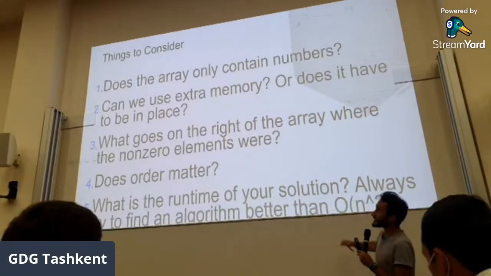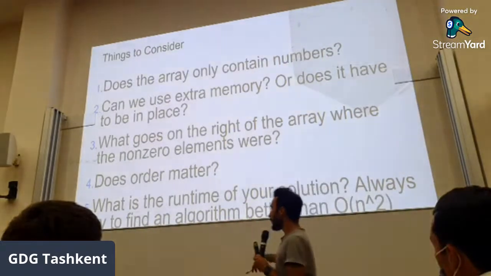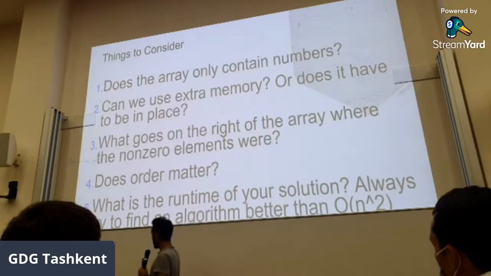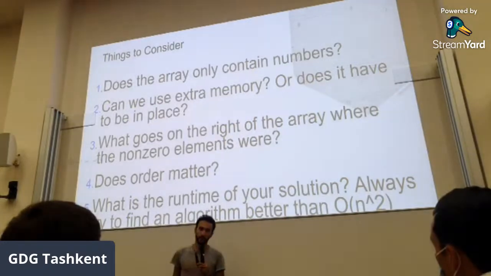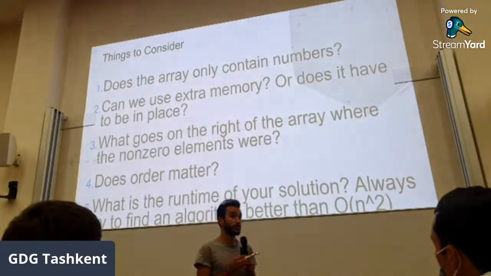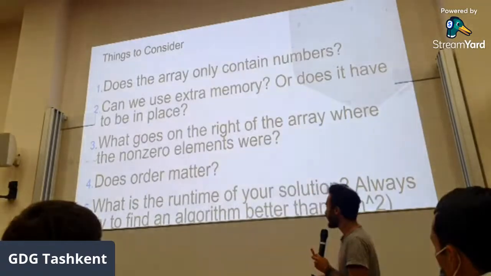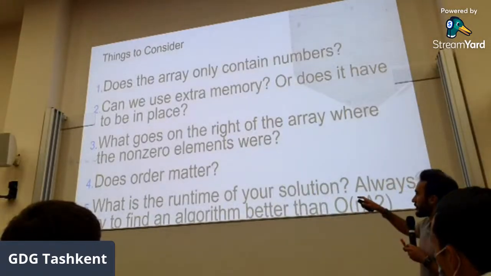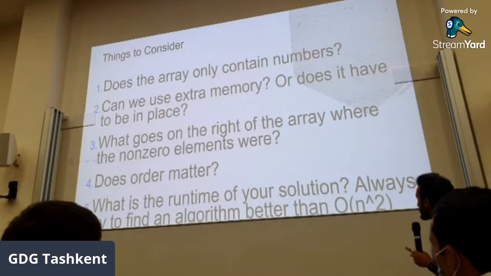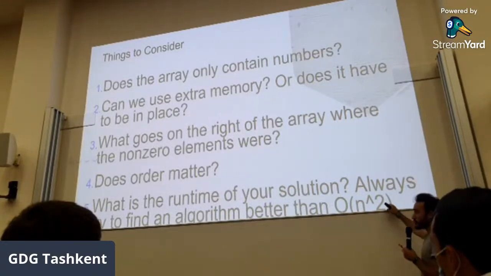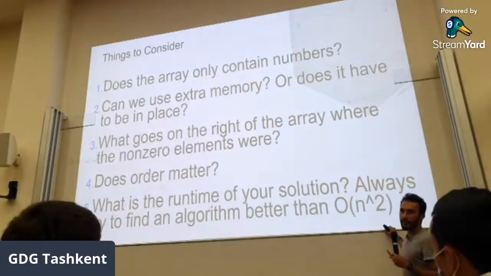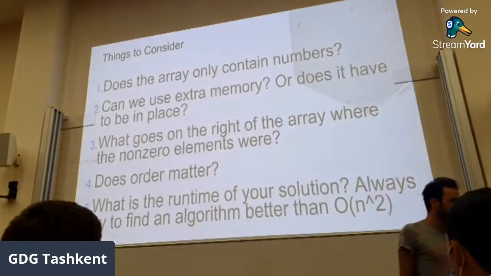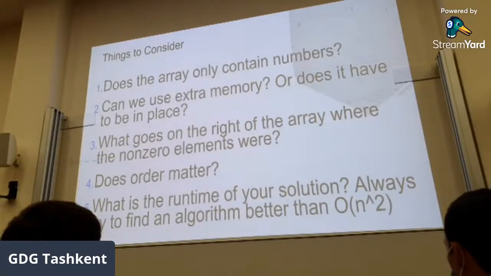So does the order matter? Do we want to keep the same order of the elements, or is it okay to change it? We will say here also it's okay to change it. We don't care. And finally, what is the runtime? As usual, always try to find something that's better than O(n) squared, if possible. But sometimes maybe not.